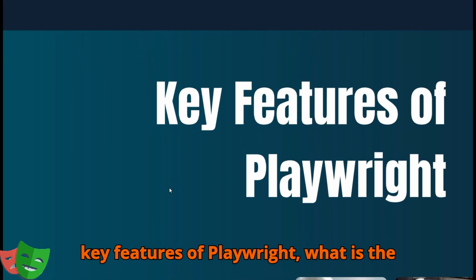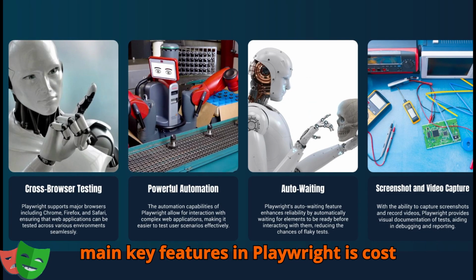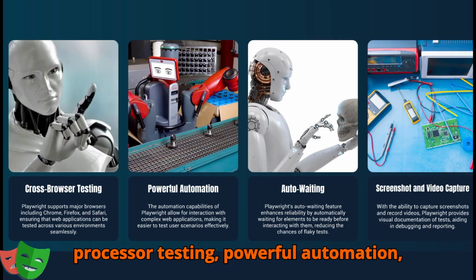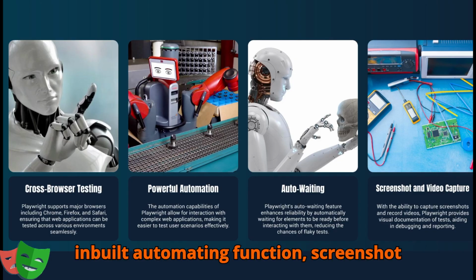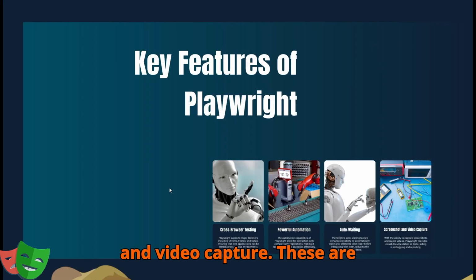Key features of Playwright. The main key features in Playwright are cross-browser testing, powerful automation, built-in auto-waiting function, screenshot and video capture. These are not available in the present Selenium WebDriver.